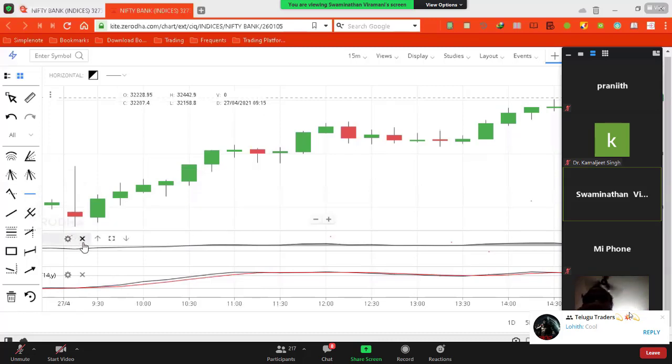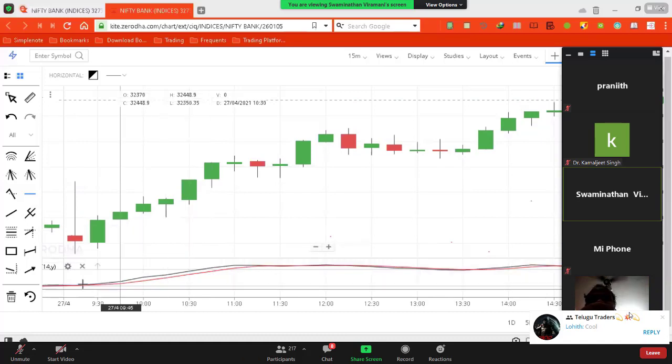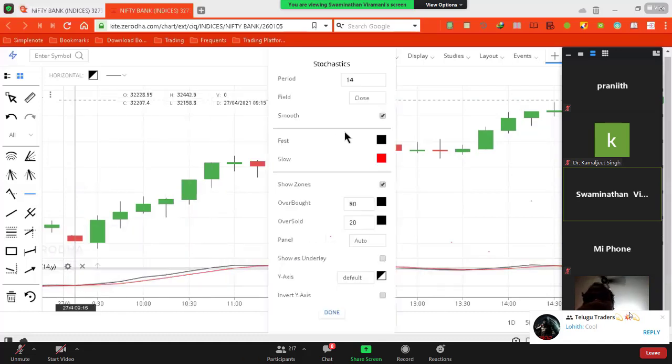Now, what does stochastics tell me? Stochastics tell me that for a period of 14 days, if I look at the last 14 candles vis-a-vis the current closing price of my candle, whether it is closing near the top or the bottom. That's all my stochastics is telling me.